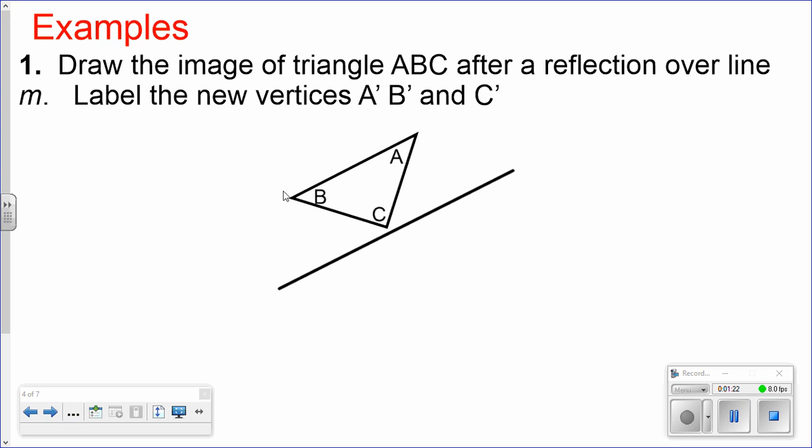So for example, let's draw the image of triangle ABC over the reflection line M. Label the new vertices A prime, B prime, C prime. So if this line is our fold, we want to make this figure exactly the same on the other side. So it would look something like that. See how the C is closer to the line? So the two C's are the same distance, the point A's are the same distance, and the point B's are the same distance.